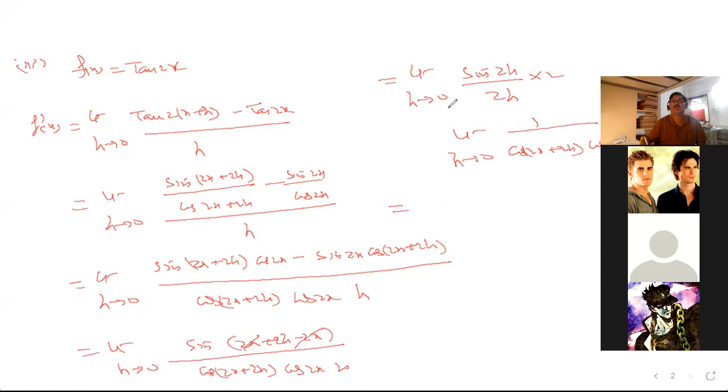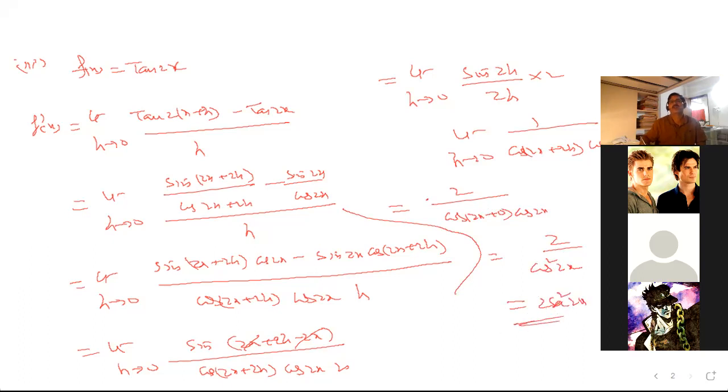All are in multiplication. This is 1, so 2 you will get. In the denominator, what do you have? Cos 2x plus 0, another cos 2x. So finally, you got it as 2 divided by cos square 2x. So 2 secant square 2x is the answer. Anybody have any doubts?